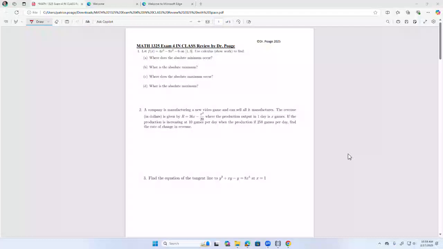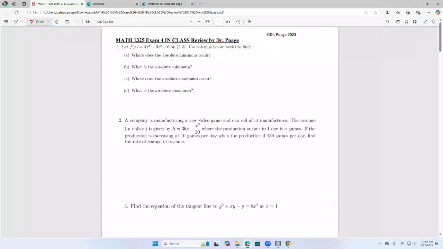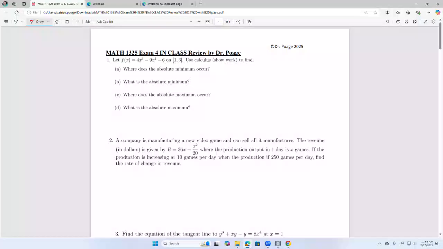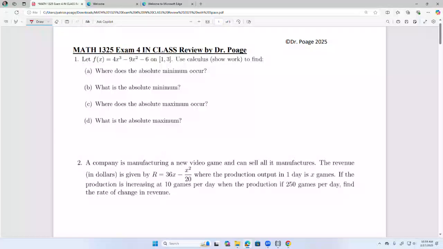Okay, so we are looking at example 4 in class review. Number 1 says let f of x equal 4x cubed minus 9x squared minus 6 on the closed interval, and we want to find the absolute extrema. So if it's a closed interval, we know that absolute extrema occurs either at the endpoints. So I'm going to test both of these endpoints in my original function.